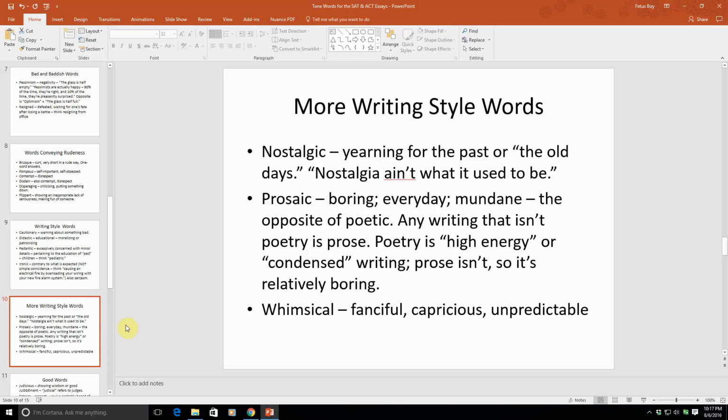Whimsical is fanciful, capricious, unpredictable. So a cartoon character is a whimsical addition to something, if you draw a cartoon character on your book cover or something.